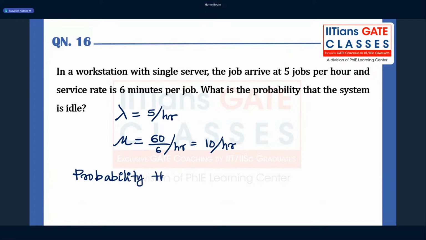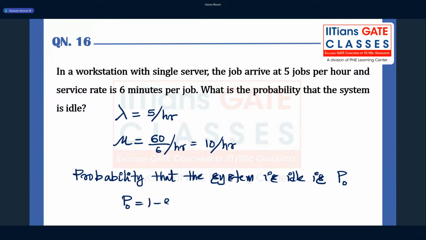Probability that the system is idle is P0. And we have the formula for that. We have even derived in our class, that is 1 minus rho. Rho is given as lambda by mu, right?